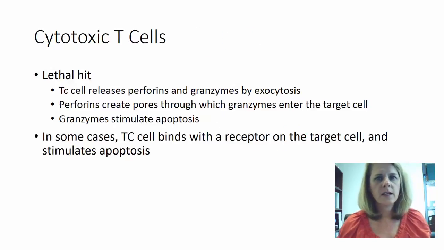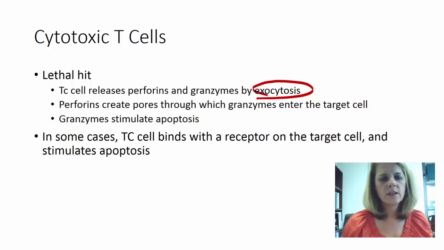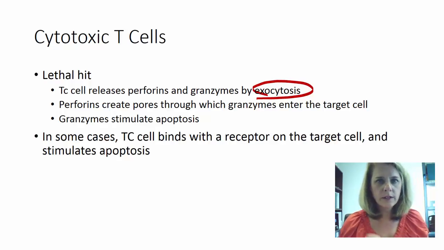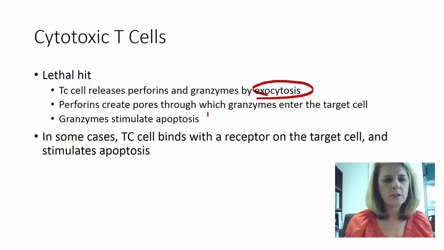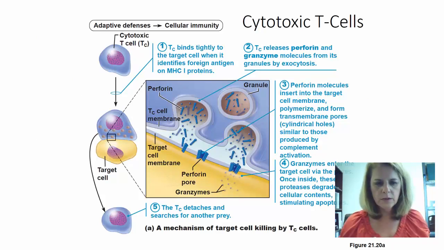And what they do is they produce a lethal hit. They will attach to that cell, and they will release these enzymes and what are called perforins by exocytosis, and they will create pores, almost like bullet holes. They'll start putting holes in the membrane, releasing enzymes, and the cell will undergo cell death. It will die, which is called apoptosis. Okay? And this is what this looks like.